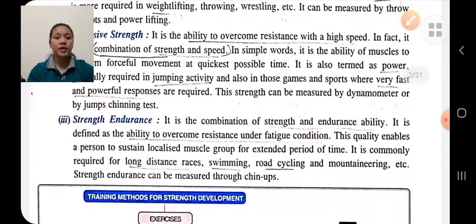Strength endurance is a combination of strength and endurance. In strength endurance, the person has to overcome the resistance under the condition of fatigue. The person is in a fatigue condition, and still he has to overcome the resistance. For example, long distance running, swimming, road cycling, etc. These are strength endurance activities.